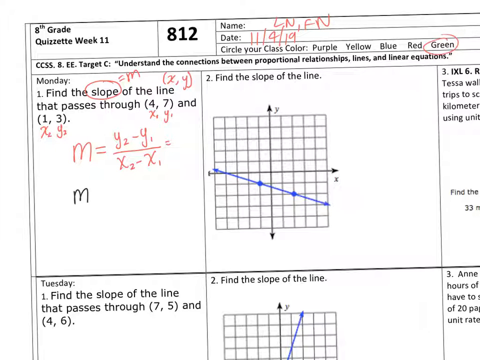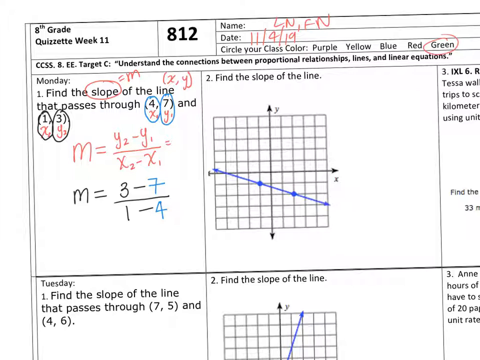So we have M, which means slope, equals Y2, which is 3, minus Y1, and Y1 is 7, all over X2, and X2 is 1, minus X1, which is 4. Positive and negative values, the properties of integers, apply to everything from now on in math that you ever see.